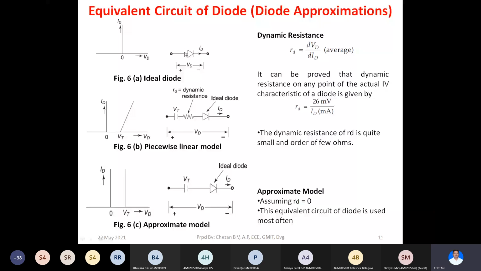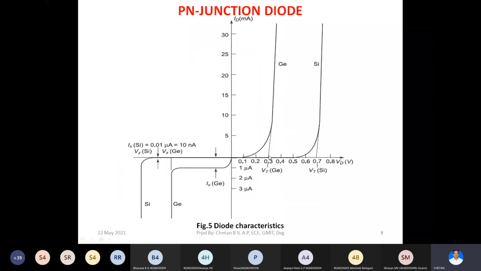Next, coming to the second model of this equivalent circuit, it is called the piecewise linear model. In this piecewise linear model, we accommodate one parameter, that is Vt, the threshold voltage or knee voltage. What we have come across in this characteristic is, after this threshold voltage, there is a rapid increase in current. Therefore, we are accommodating the fact that after threshold voltage, there is a sudden increase in current.